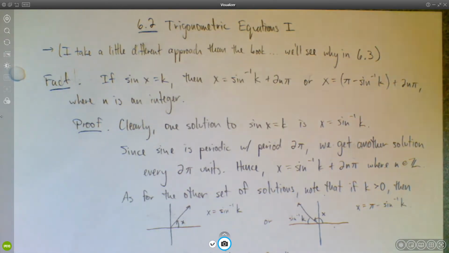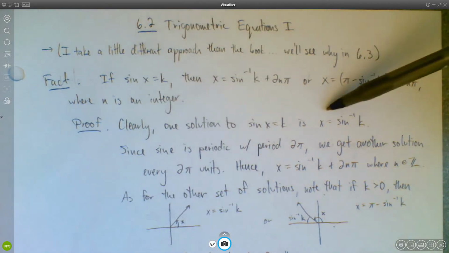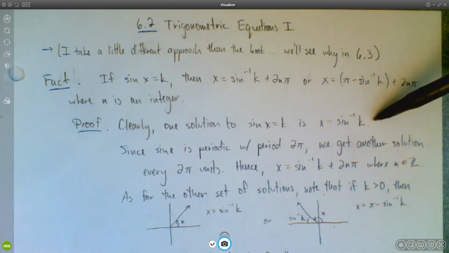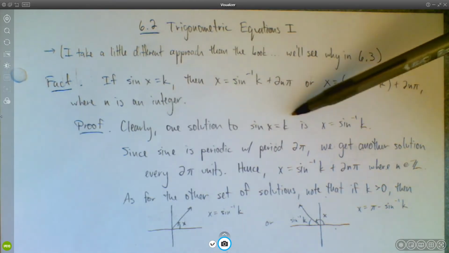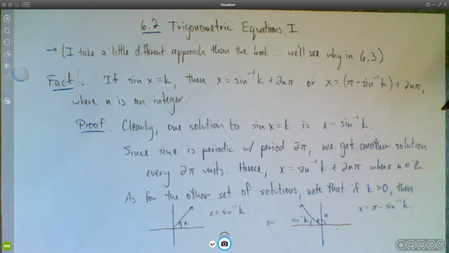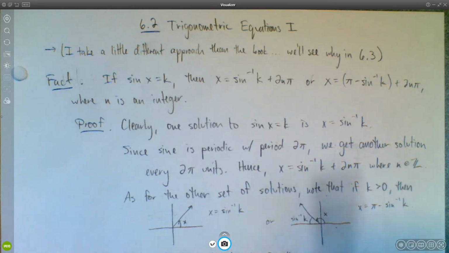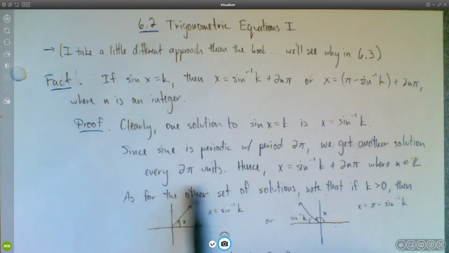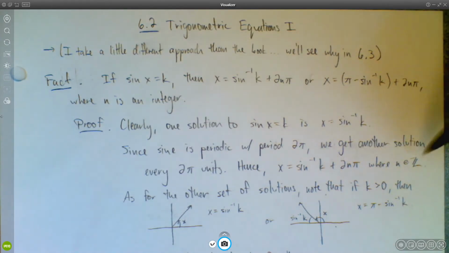So to see why this is true, clearly one solution to sine x equals k is x equals sine inverse of k. That is obviously one solution. You just take sine inverse of both sides, sine inverse of sine will cancel, and you get x equals sine inverse of k. So that's pretty clear. Now, since sine is periodic with period 2 pi, we're going to get another solution every 2 pi units after that, and that's where the plus 2n pi comes from, where n is an integer. Maybe you've never seen this notation, but this just means n is an integer.